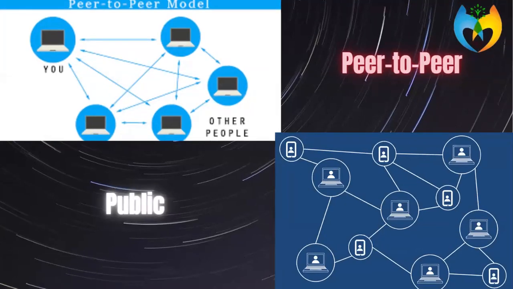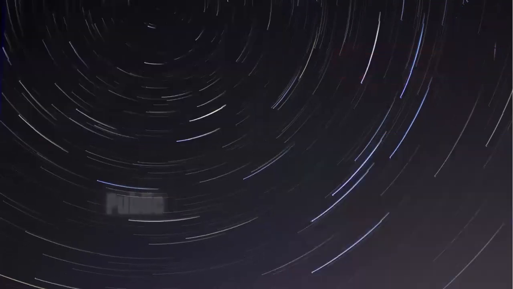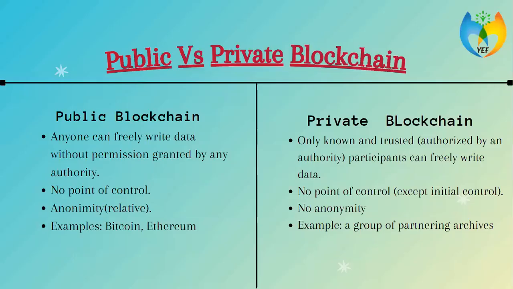So there are two types. One is peer-to-peer and the second one is public. So what's the difference between public and private blockchain? In the public blockchain, anyone can freely write data without permission granted by an authority, whereas in private only known and trusted participants can freely write data. There is no point of control in public blockchain, whereas there is no point of control except initial control in private blockchain. Anonymity and no anonymity. For example, Bitcoin, Ethereum for public blockchain, and a group of partnering companies in private blockchain.